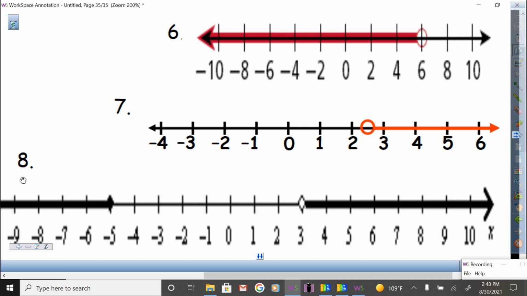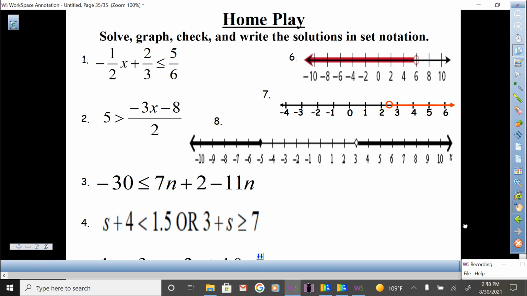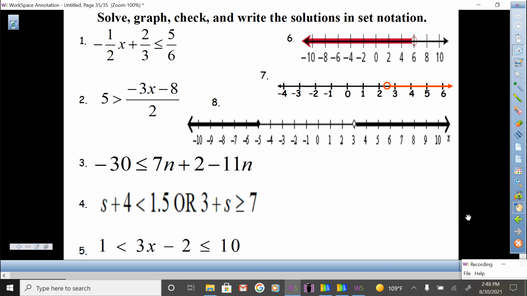And number 8, if you notice, this one has 2 different arrows or 2 different graphs. The first one starts at -5. Notice down here, -5. But it's a solid point, and then it's shaded going towards the left. And then the other one on the same number line is +3, and it's an open point and shaded to the right. Let me zoom out. And that's the homework for tonight.